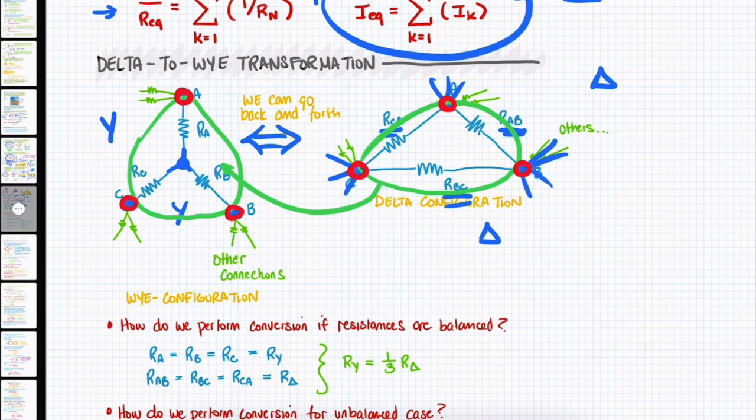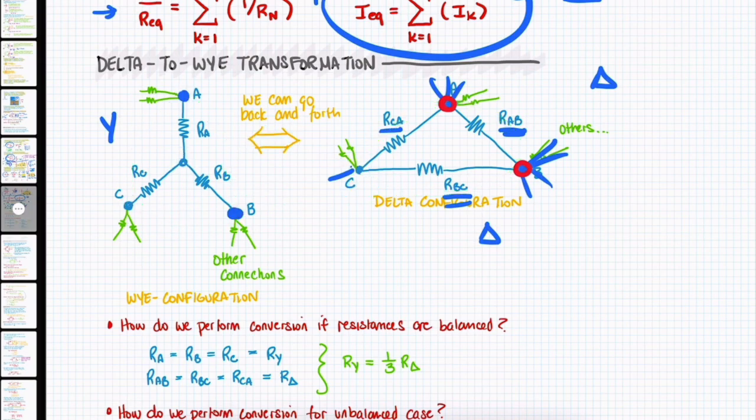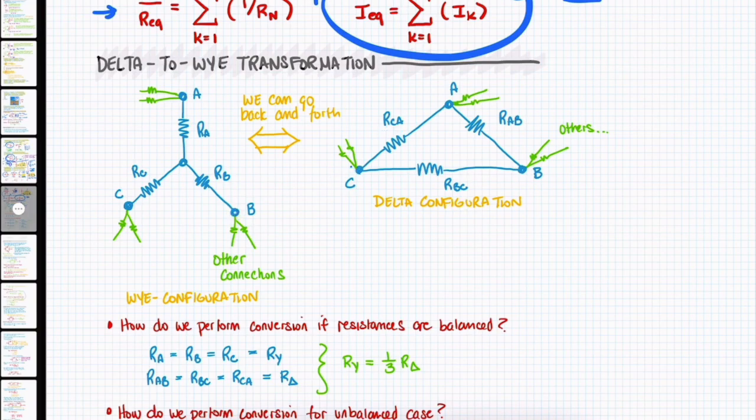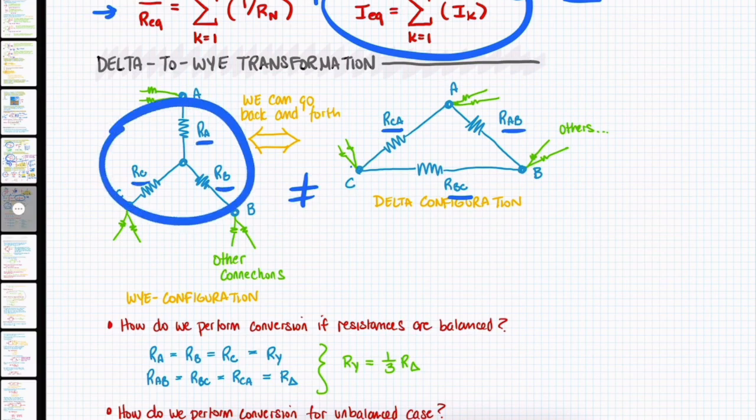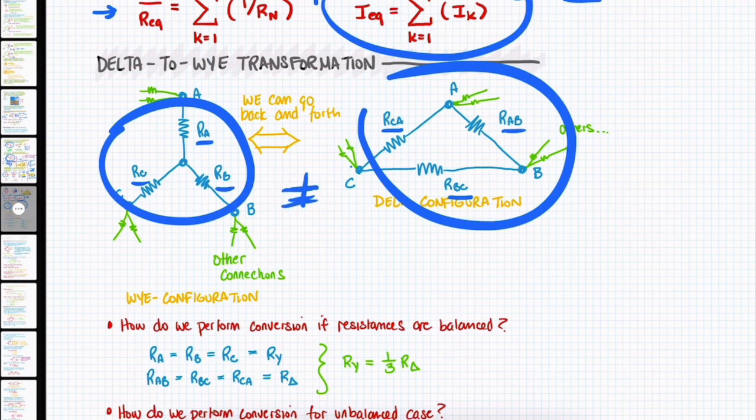We're going to focus mostly on the balanced case, and the balanced case is when RA equals RB equals RC, which in turn means that RAB, RBC, and RCA all equal. So these three equal to each other, but they don't equal these three. These three are equal, these three are equal, the two groups are not equal to one another. So how do we perform that conversion?